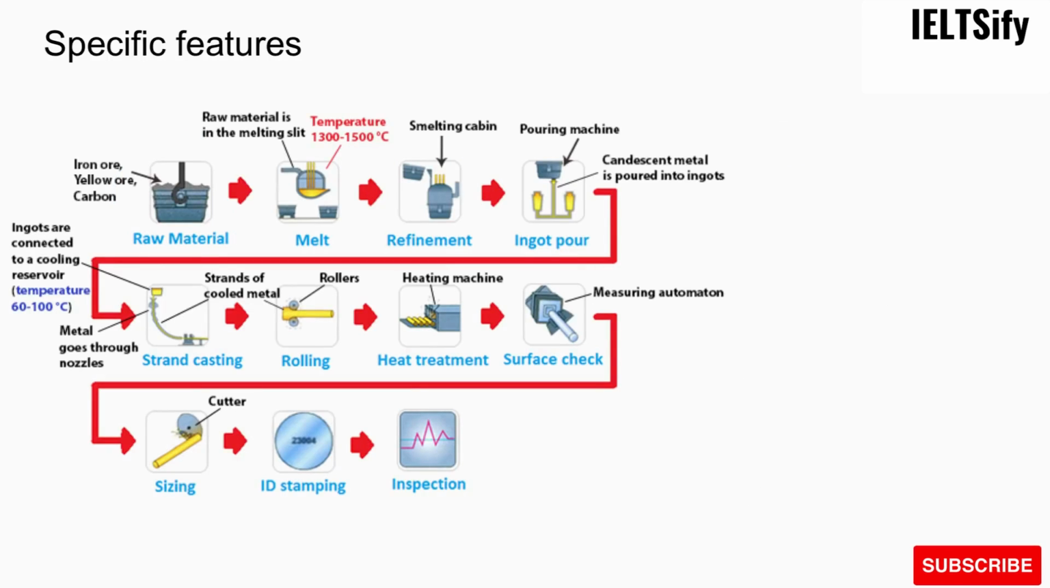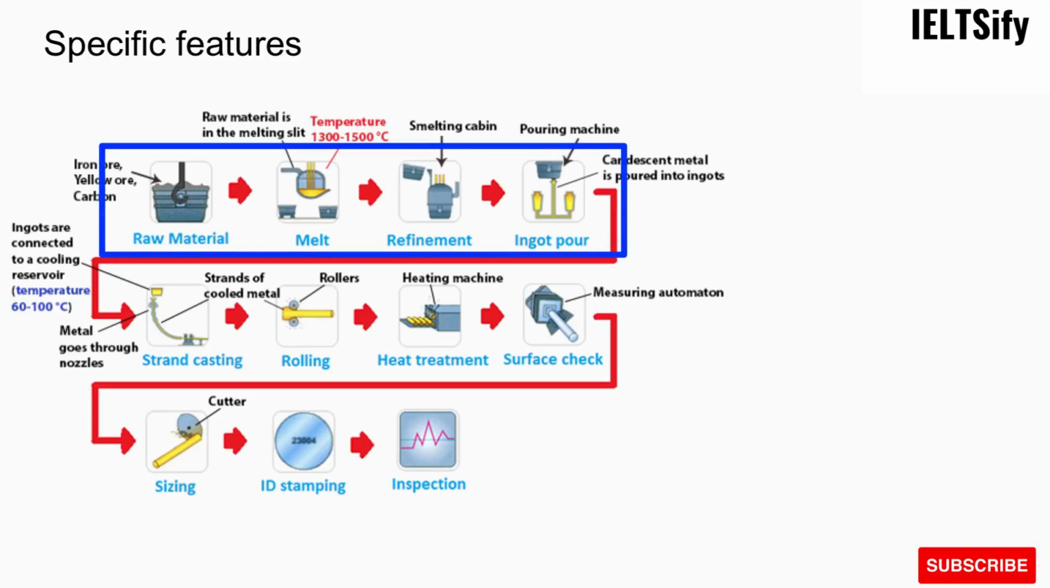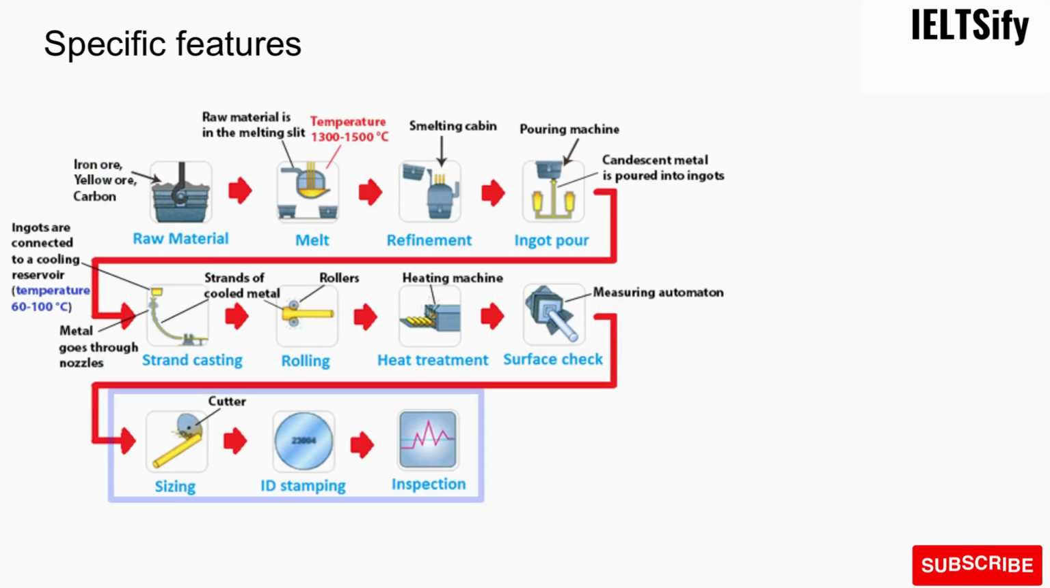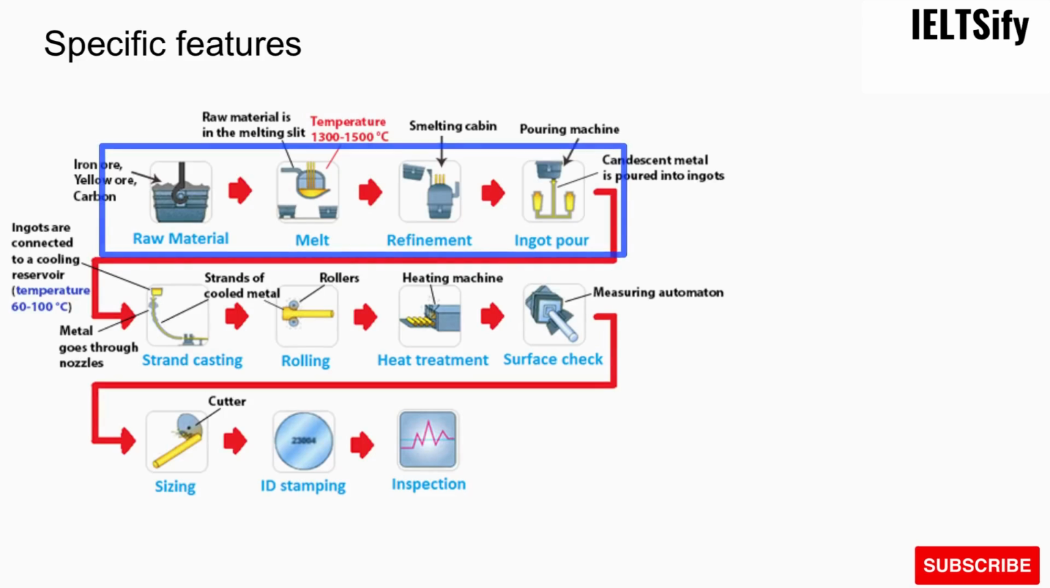I decided to divide the specific features into 3 paragraphs, so that the first paragraph writes about the first 4 stages of our process. The second paragraph writes about the next 4 stages. And the last paragraph writes about the last 3 stages. Now, I will explain to you how to describe each stage of our process. Let's take a closer look at the first 4 stages.